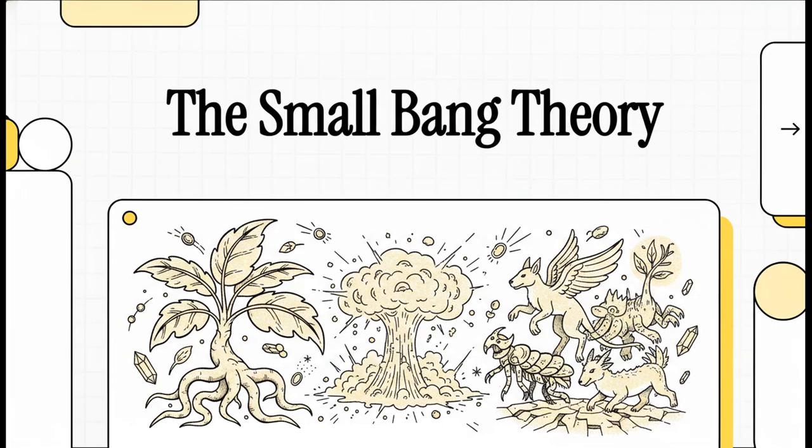Welcome to The Explainer. Today, we're doing something a little different. We are taking a completely impartial look at a seriously radical alternative timeline for the history of our planet. It's known as the Small Bang Theory, or SBT for short.